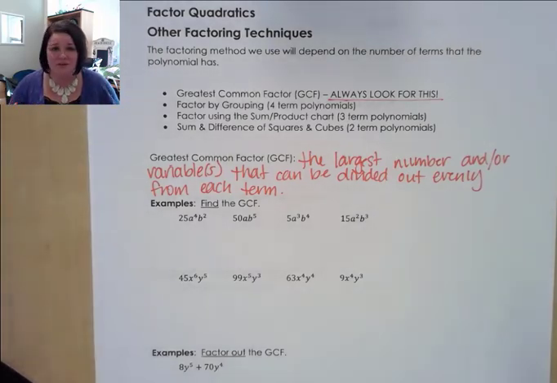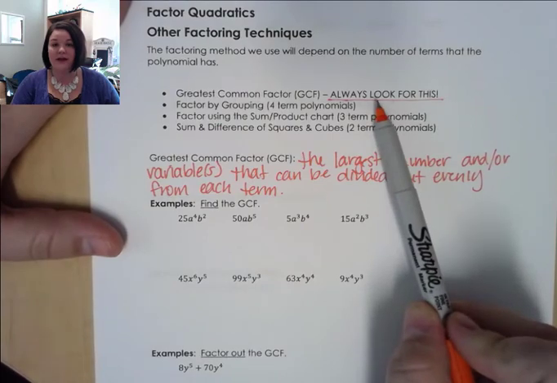So like, is every term divisible by 2? Does every term have an x? Does every term have a y squared? Things like that. So you're looking for that common thing that they all have. So that's what we do first. We always pull that out.